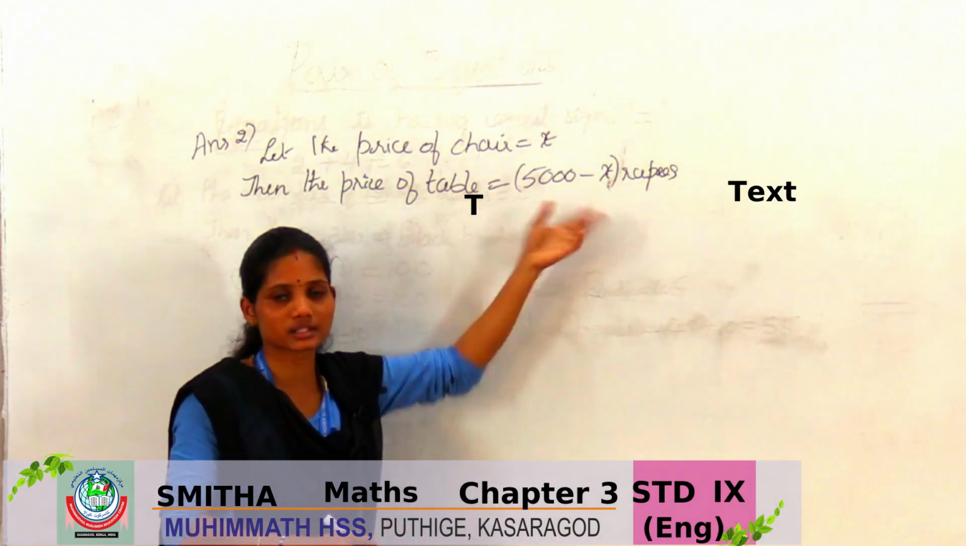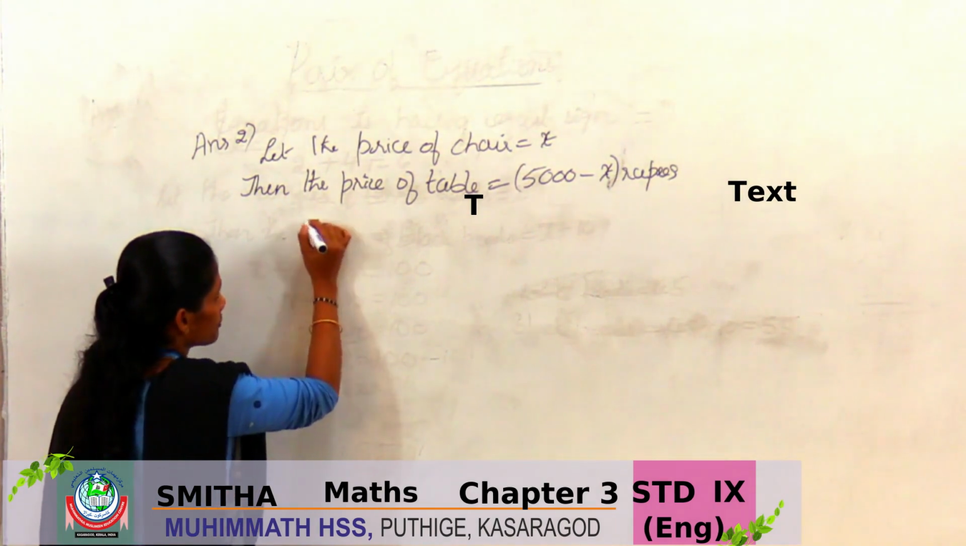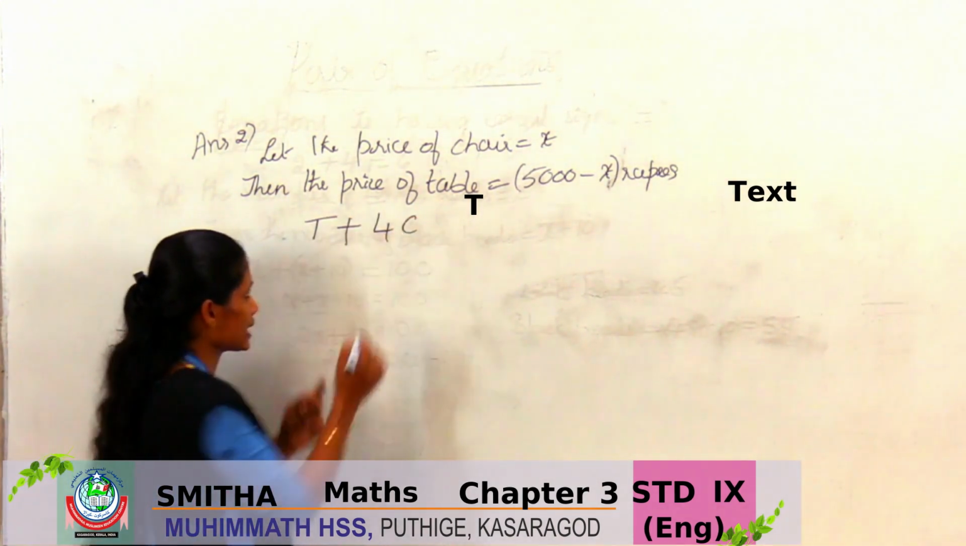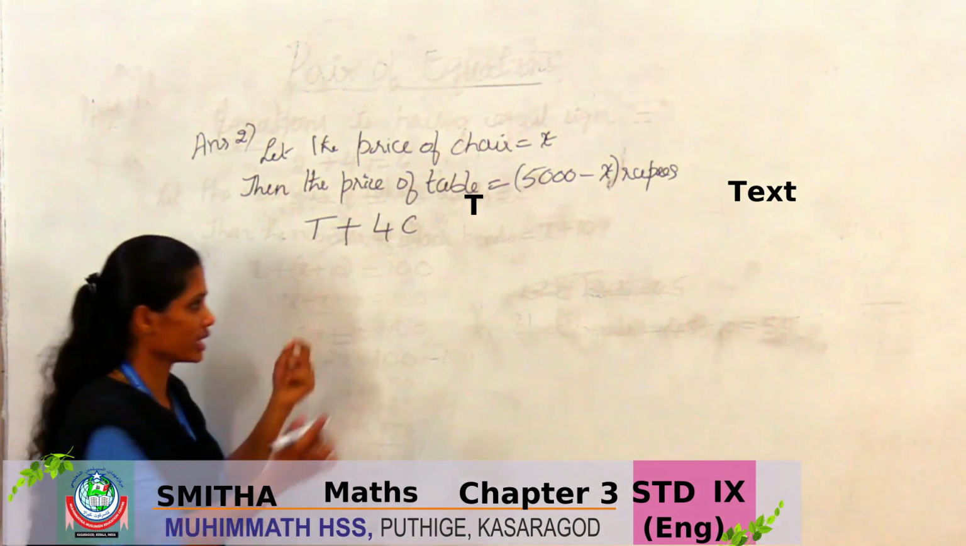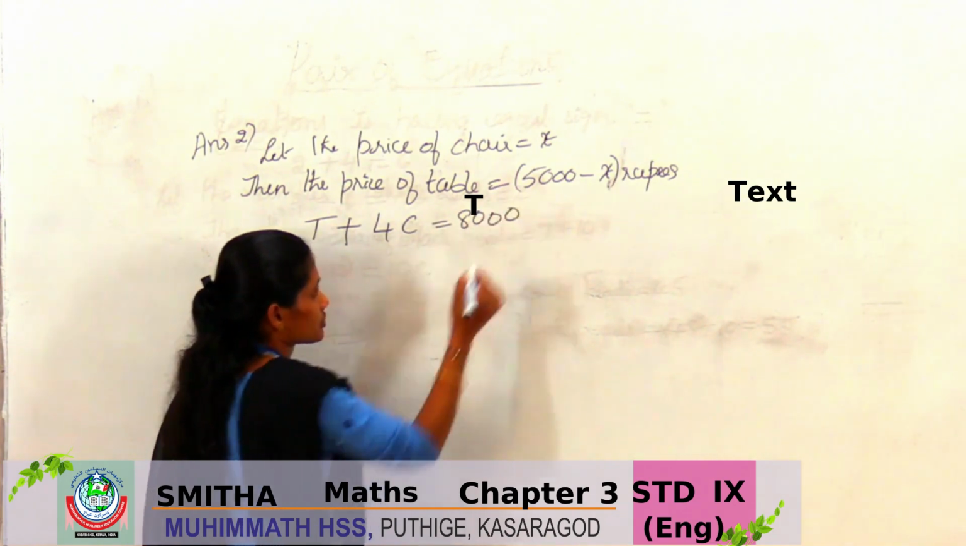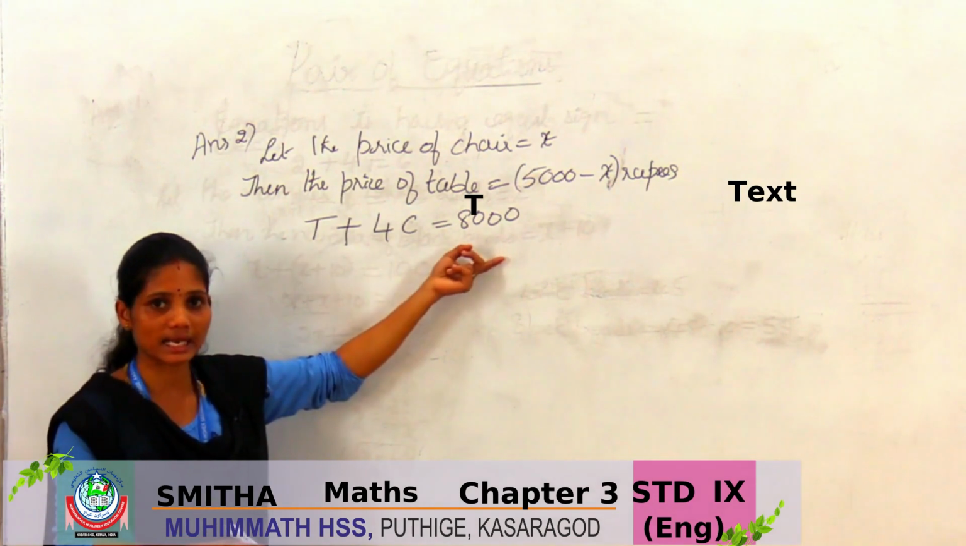$5,000 minus x rupees. There is one more piece of information. Price of table plus 4 chairs. I take T for table and C for chair. Together it is 8,000, as given in the question. Price of table plus 4 chairs is equal to 8,000.